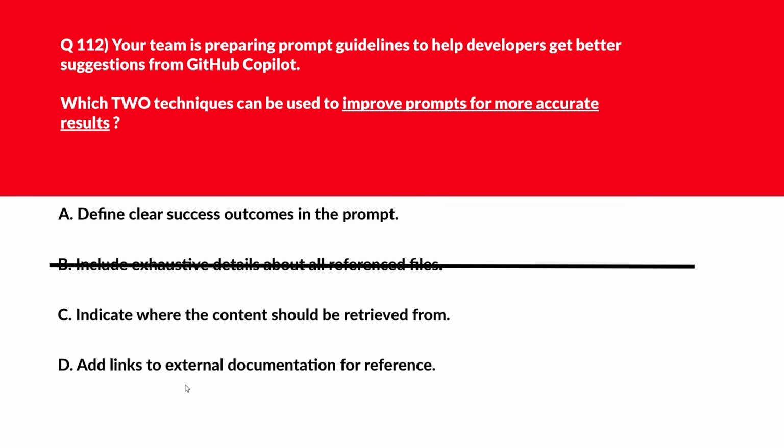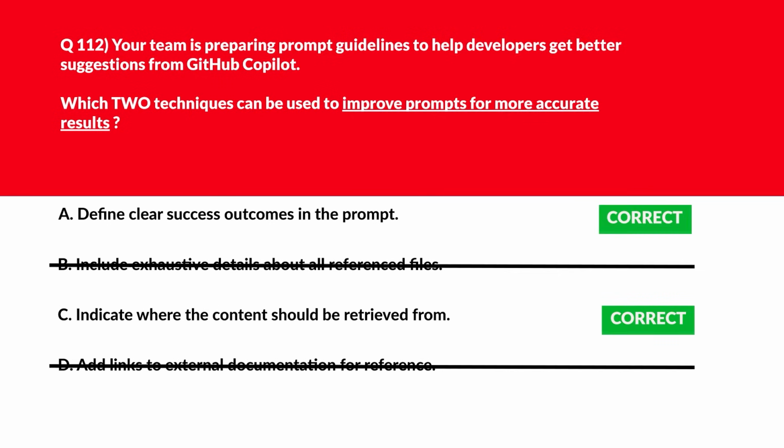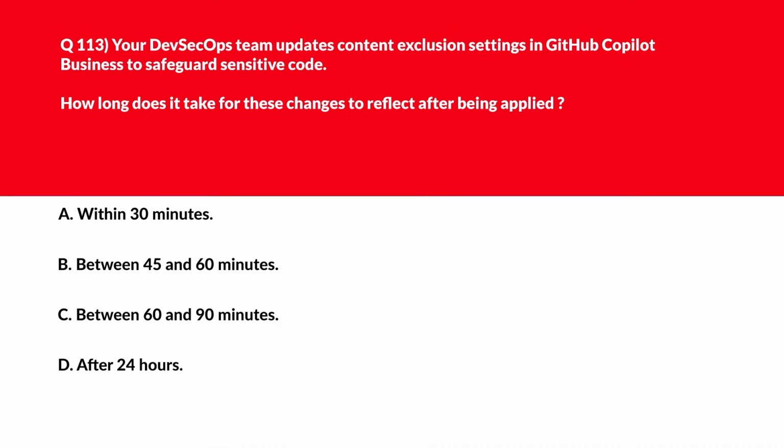D says add links to external documentation for reference. Copilot doesn't access or interpret external URLs during prompt execution. So this is again incorrect. We'll lock option A and C as the right answers. Okay, now let's look at this question, which is all about updating content exclusion settings in Copilot.